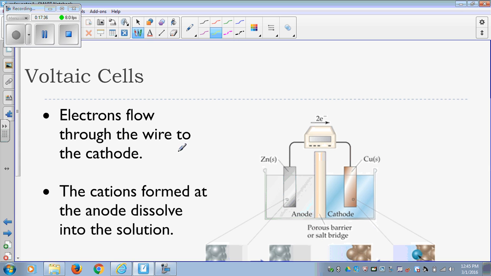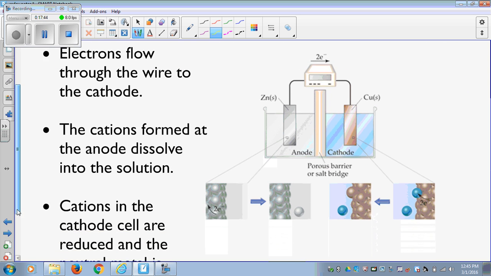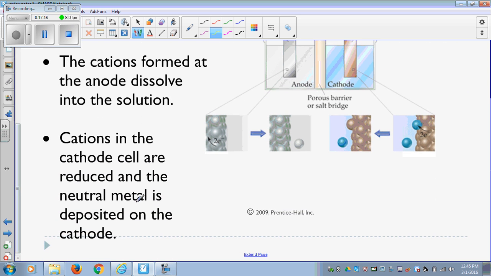So electrons flow through a wire. Electrons are flowing through a wire to the cathode. The cations formed at the anode dissolve into the solution. Okay, and the cations at the cathode are reduced to a neutral metal. So copper is being collected right here as a neutral metal and deposited on the cathode.